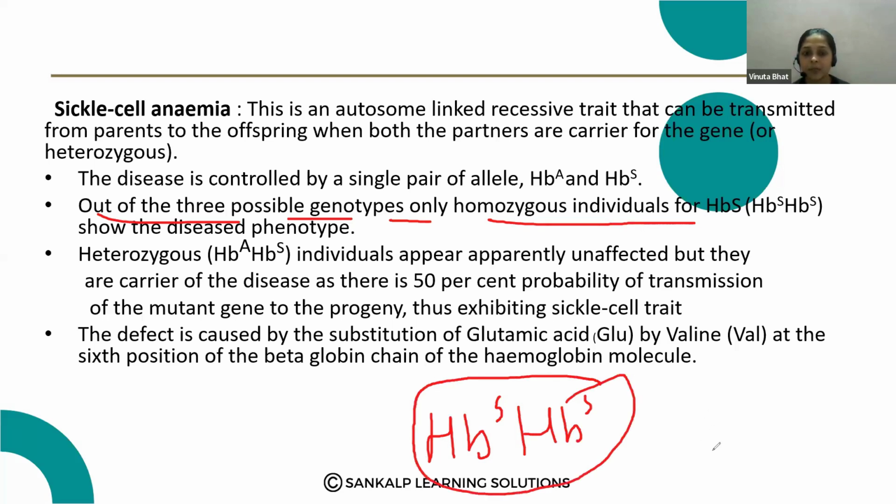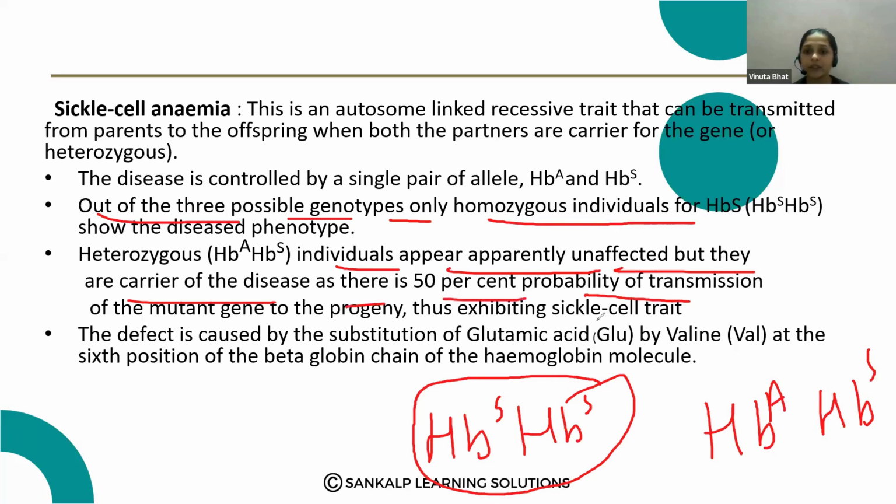If they are heterozygous, HBA and HBS, they are not affected. Okay, heterozygous individuals appear apparently unaffected, but they are carriers. So they are the carriers, as there is a 50% probability of transmission of the mutant gene to the progeny, thus exhibiting the sickle cell trait.